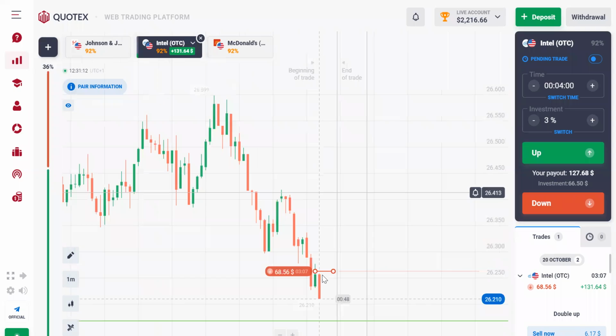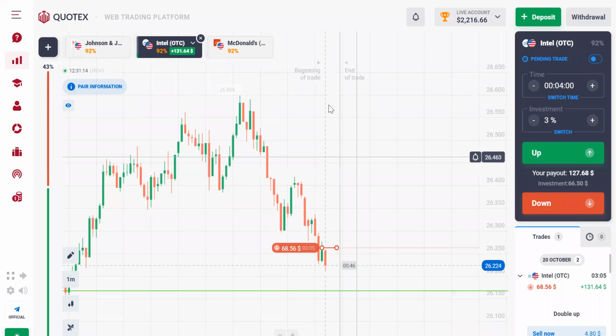So you can see the idea. I waited for a green candle. I waited for a retracement. I'm selling at green candles. I'm not buying at green candles. That's the difference between me and you. That's the difference between both of us.